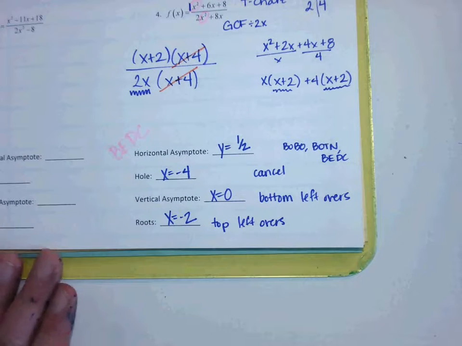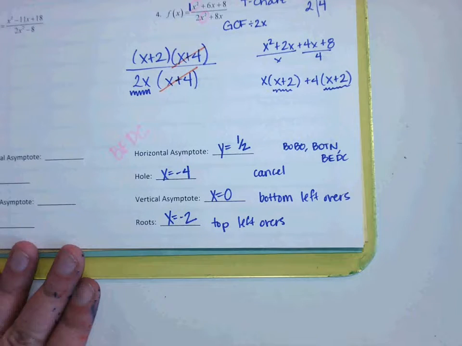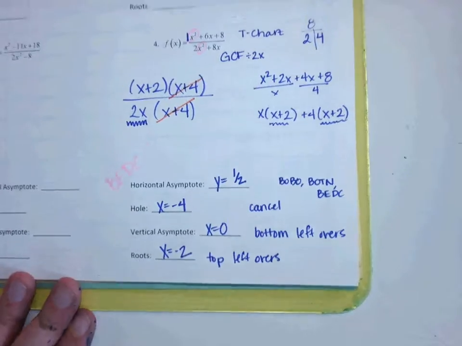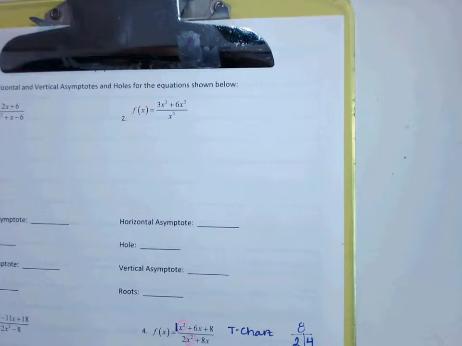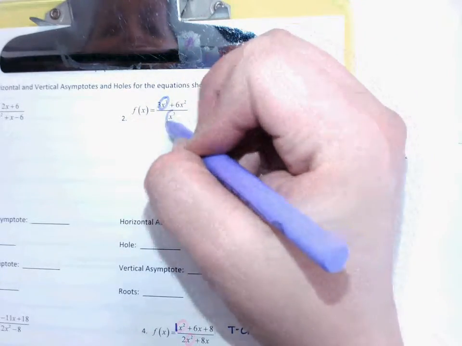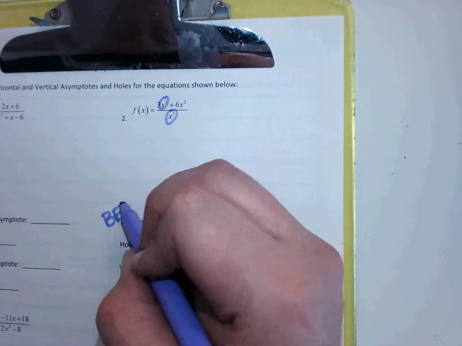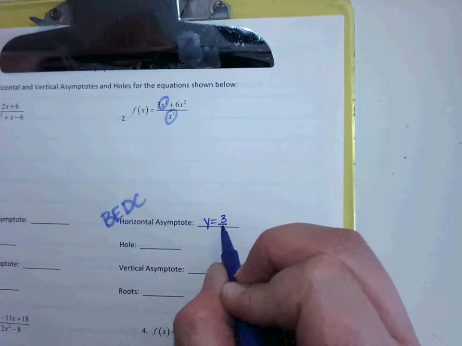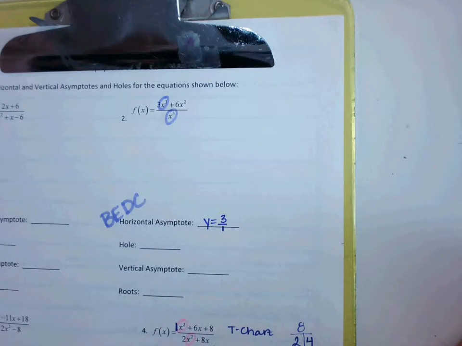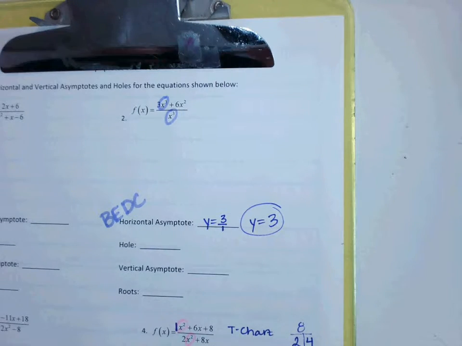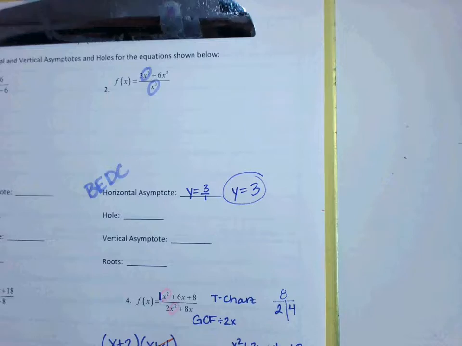Okay, so rewind back, look at number 2. Does number 2 count as a Bobo, a Botan, or a Betsy? Okay, it is a Betsy, because my power on top is an x cubed, my power on bottom is an x cubed, that makes it a tie. What coefficients will I be dividing top over bottom? 3 over 1. Now, can 3 divide by 1? What is it? So you can just put y equals 3, but if you like 3 over 1 better, that's fine. Same thing.